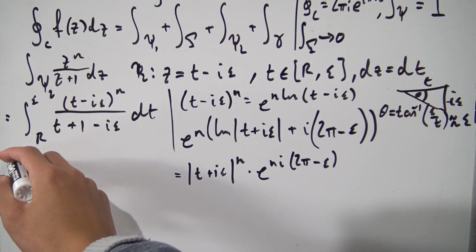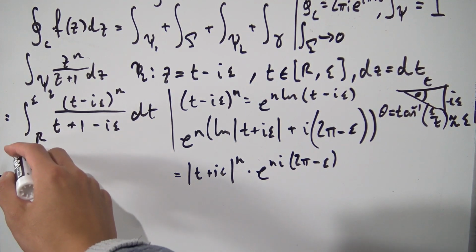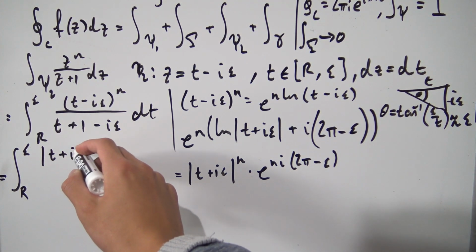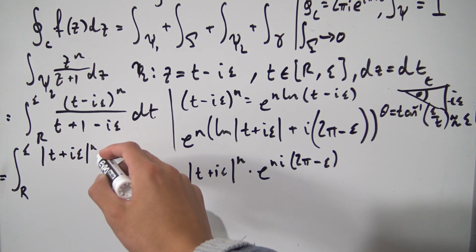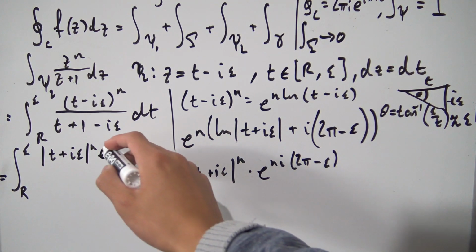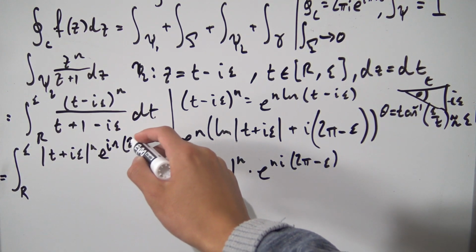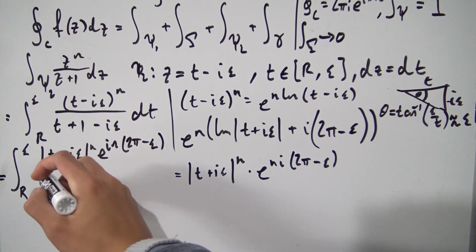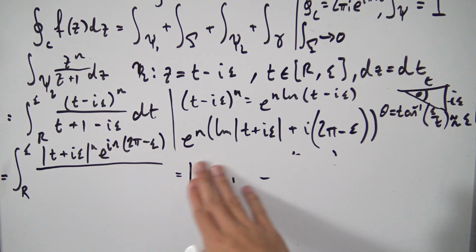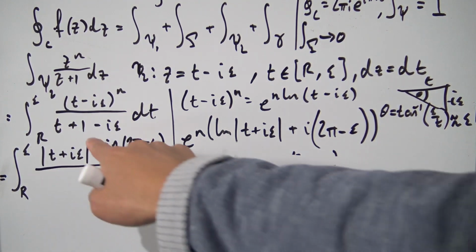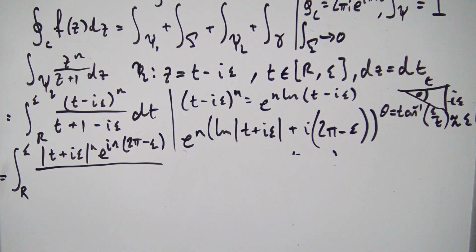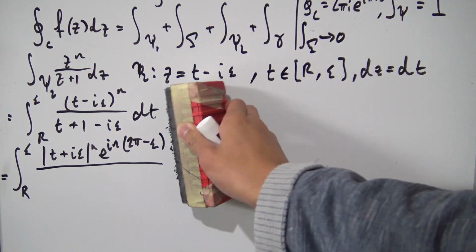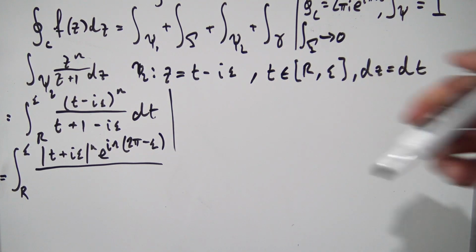So this is going to give us the integral from r to epsilon of the absolute value of t plus I epsilon to the n times e to the I times n (2 pi minus epsilon), like so. And I'm not going to write the denominator yet, because we're going to do the same thing for the denominator, because notice we have a negative imaginary part right here, which isn't ideal, and we're going to try and turn that into a positive imaginary part. So let's do the same thing over here.